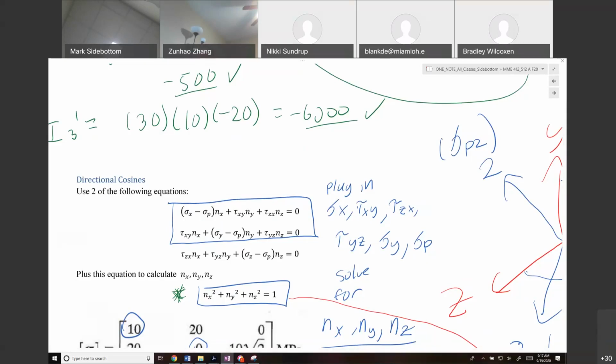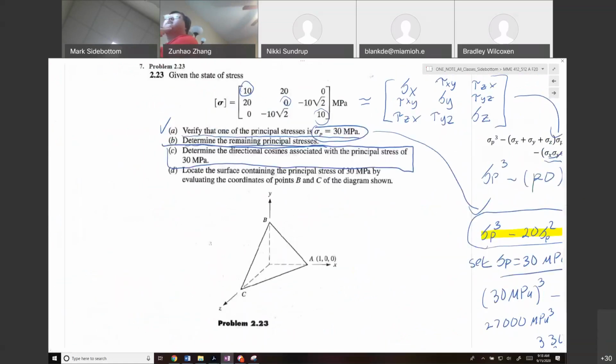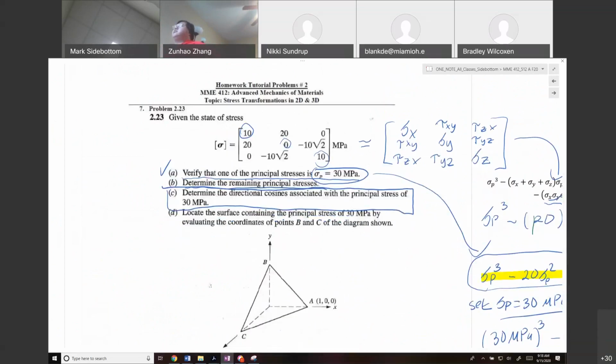So if there are no additional questions, we're going to go to the next problem, so we don't run out of time. Part D is not too hard. If you're interested in it, you can look at the example shown in the homework tutorial for homework 2, number 7. I'll go over part D.